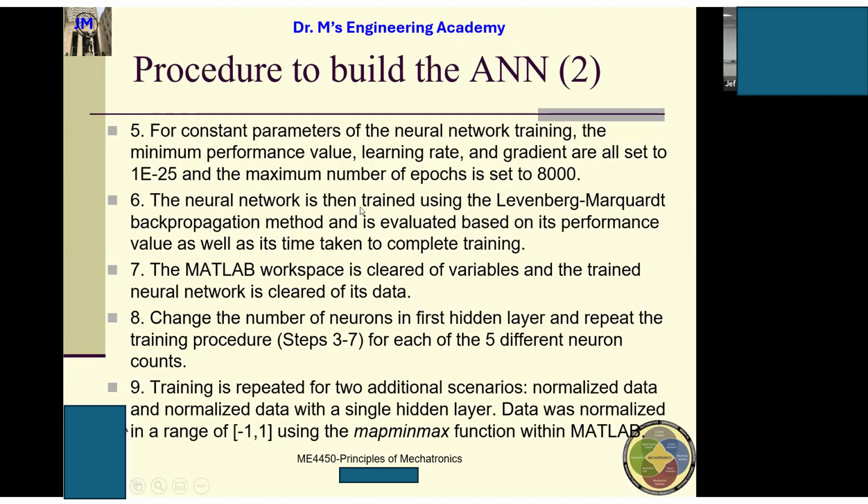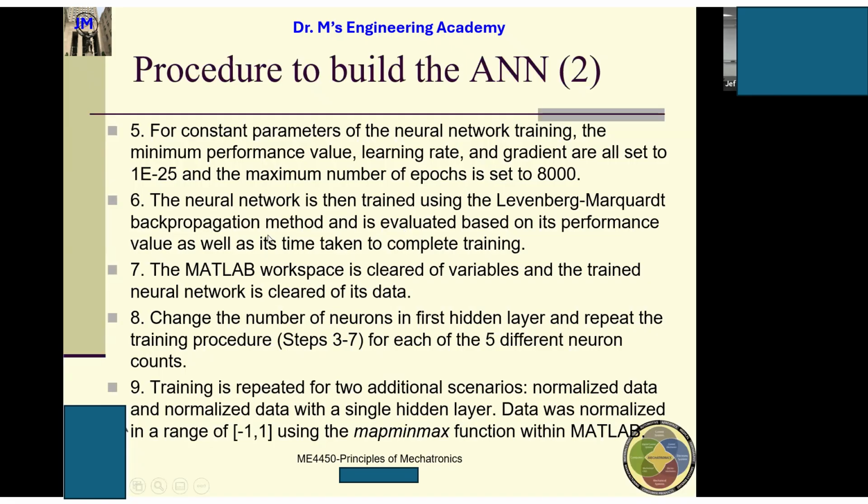The neural network is then trained using the Levenberg-Marquardt backpropagation method. As I told you, in neural networks we have CNN and RNN, but we will not cover them because they are higher level. Because you are new users, beginners, I want to teach you Levenberg-Marquardt. If you are interested, after I finish this lab, email me and discuss with me, and I will teach you the CNN and RNN.